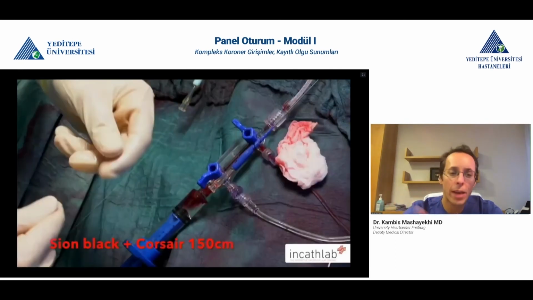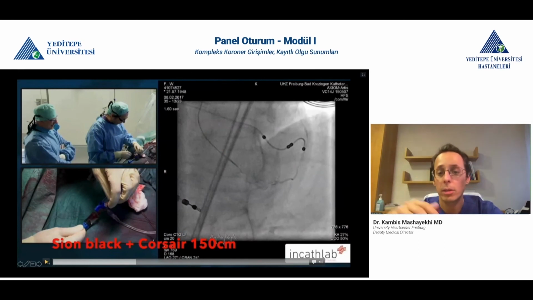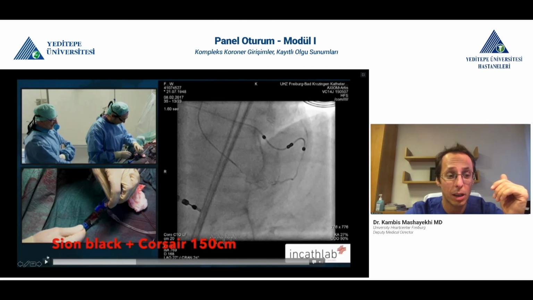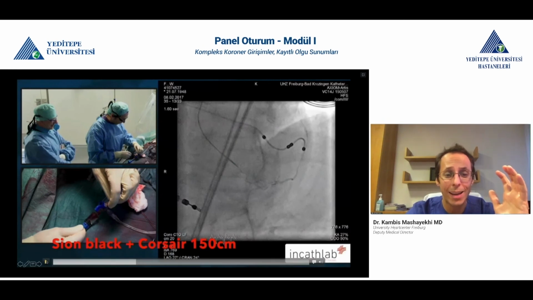Finally we couldn't re-enter. Therefore, we went retrograde over the LIMA graft. So it was the last remaining scenario. You have to be careful, but it was not very tortuous. It was a big LIMA graft. So a Corsair 150 was chosen and a Sion Black. I did a super selective injection of the collateral.